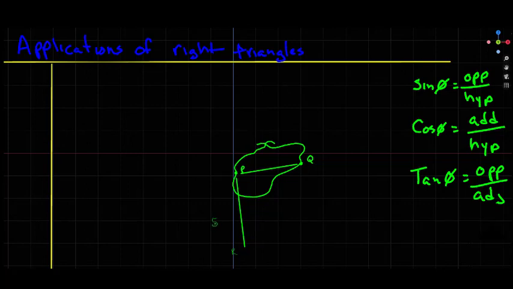So there's 59.3 meters. Angle PRQ is measured at 47.6. So there's PRQ, so P, R, and Q is measured at 47.6 degrees. So that angle right there is 47.6 degrees. And what we want to find is the distance from P to Q.